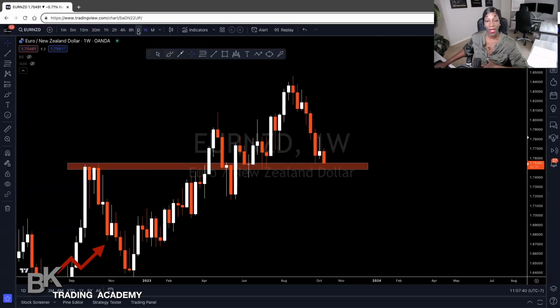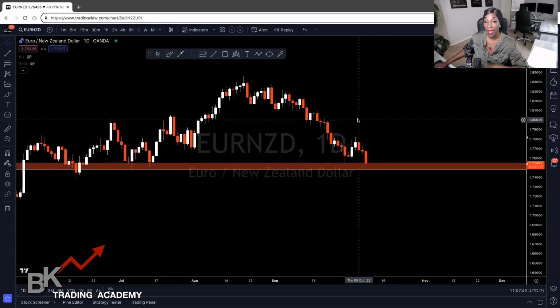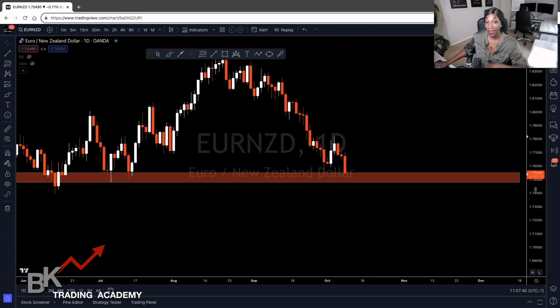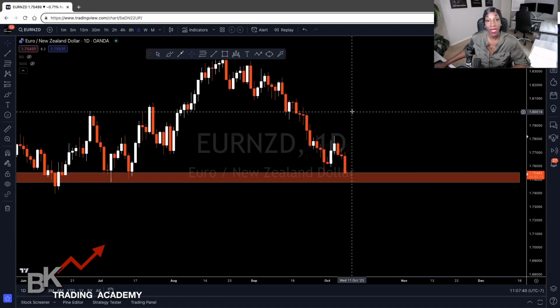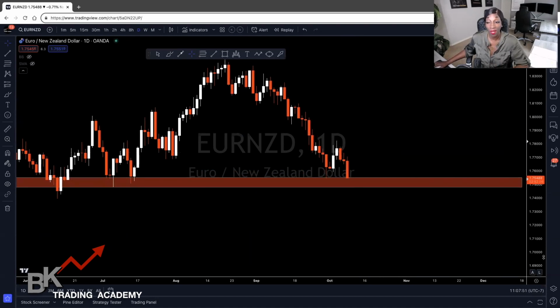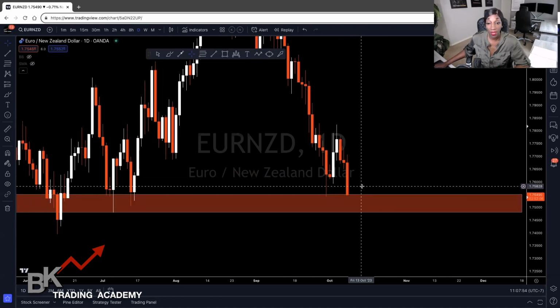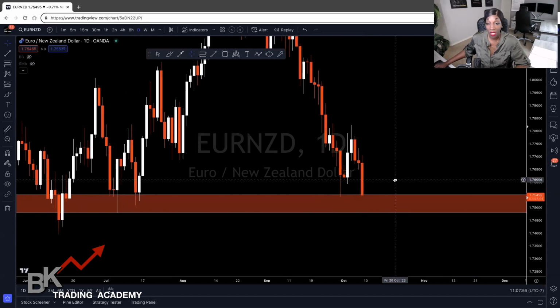What I could do is drop down on the daily time frame, and now I could see, do I have a double bottom on the daily? So even though I'm trading off the weekly time frame, I could move down to the daily and look for my confirmation there. So look at this candle as it approaches the zone. It's not slowing down right now. It's not showing any wick rejection.